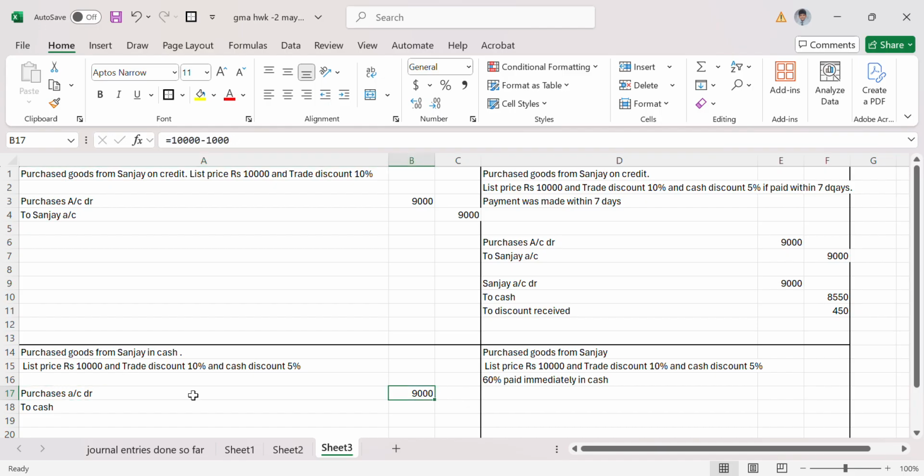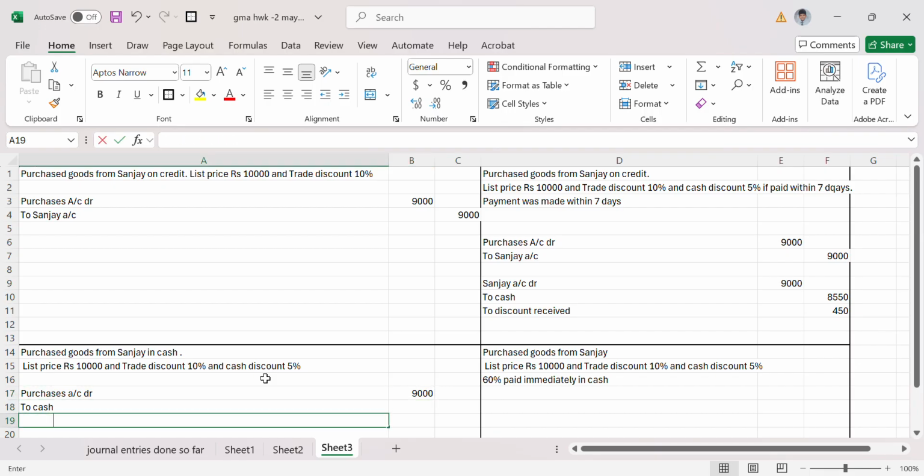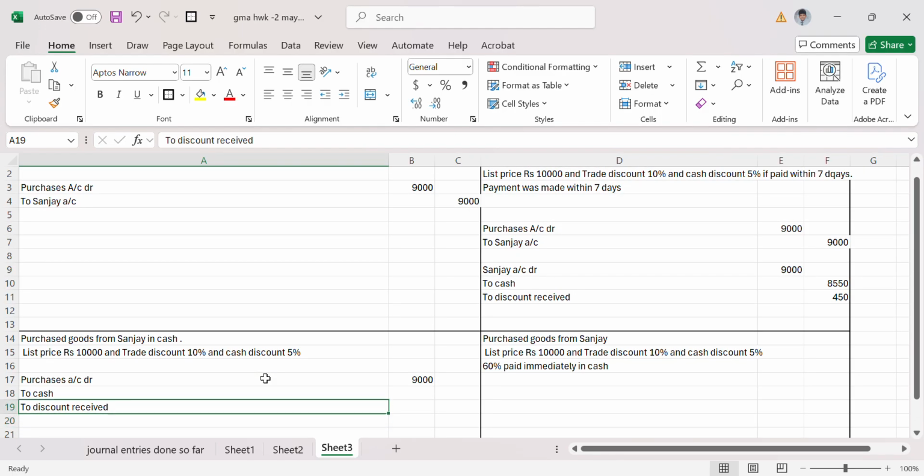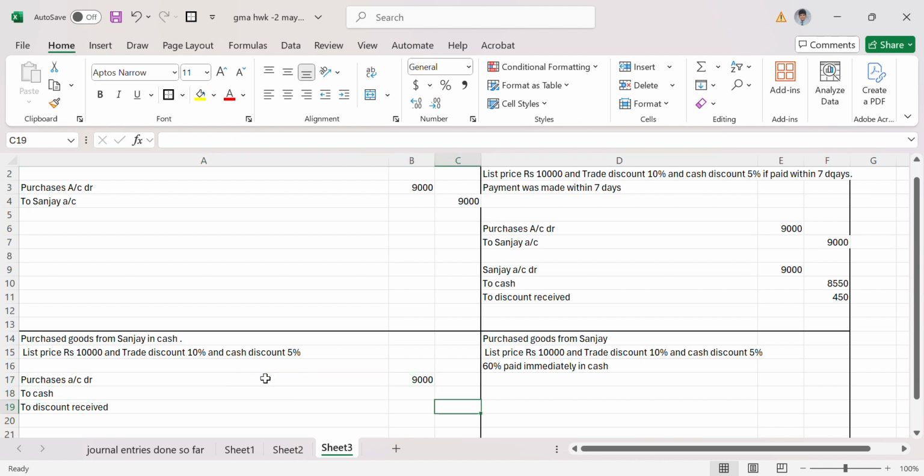In the question, it is also talking about cash discount. So since I'm making the payment, whichever side is cash, that same side is discount. So again, I will record discount received. Okay, now on the amount of purchases that is mentioned here, I will calculate the amount of discount received. So discount received is 5% of 9,000, which is 450. So now how much money do I have to pay him? 9,000 minus 450, which is 8,550.